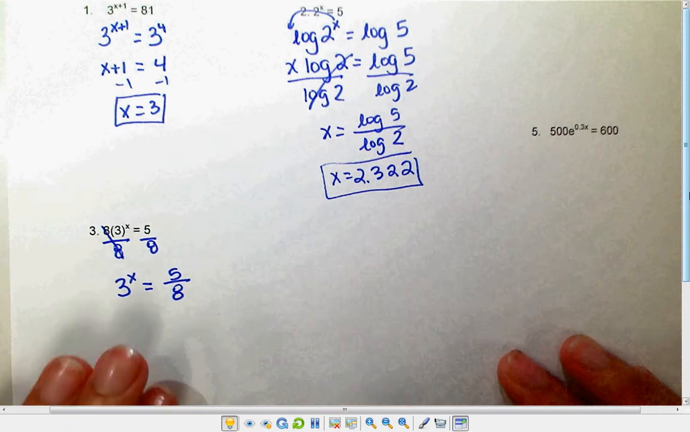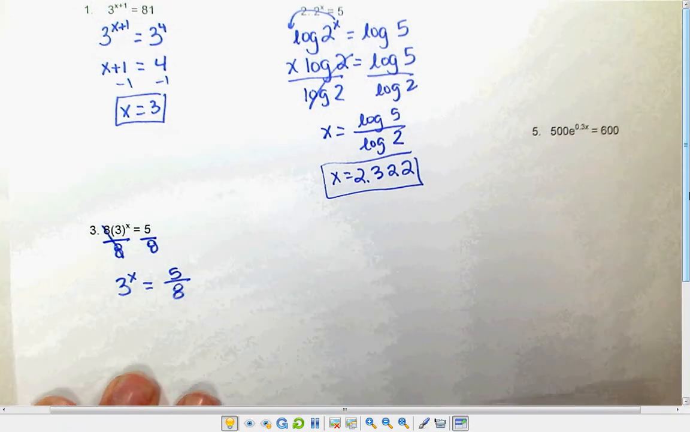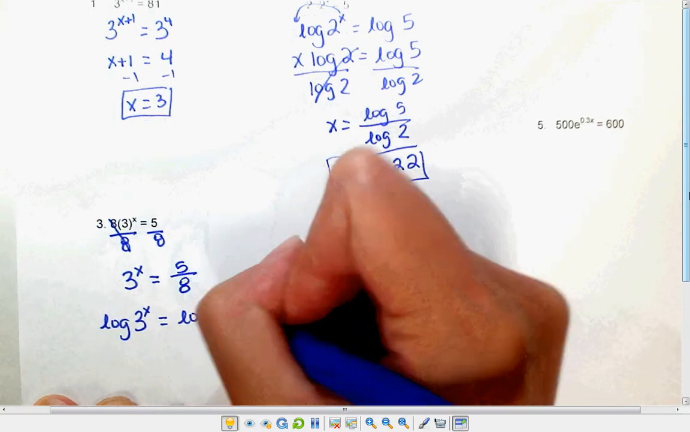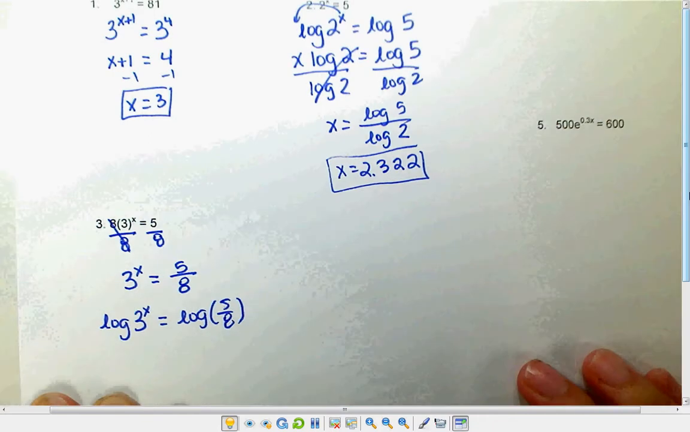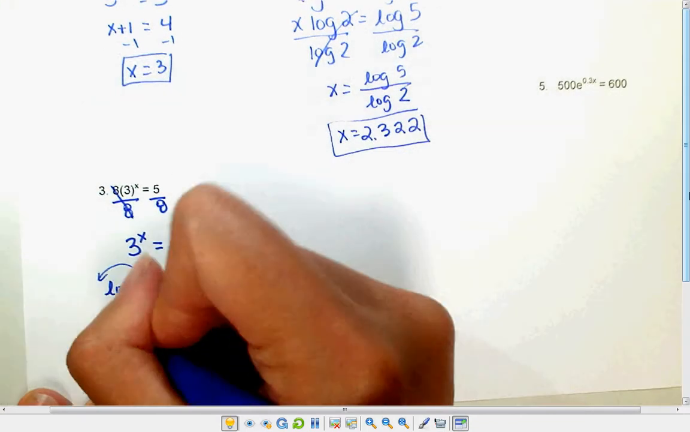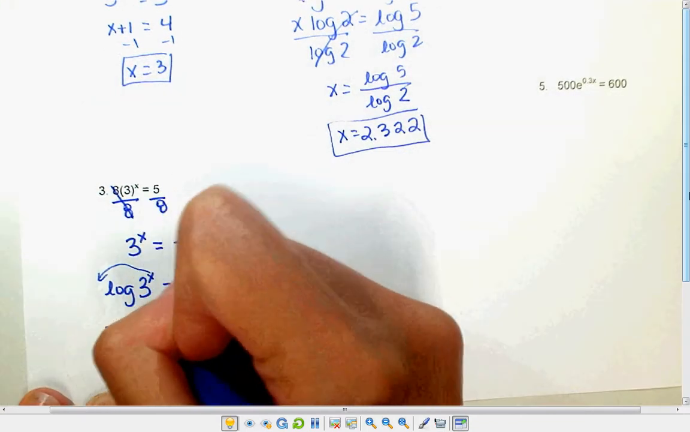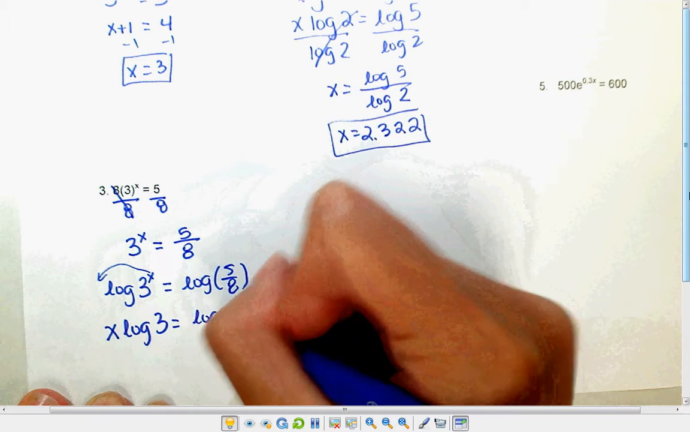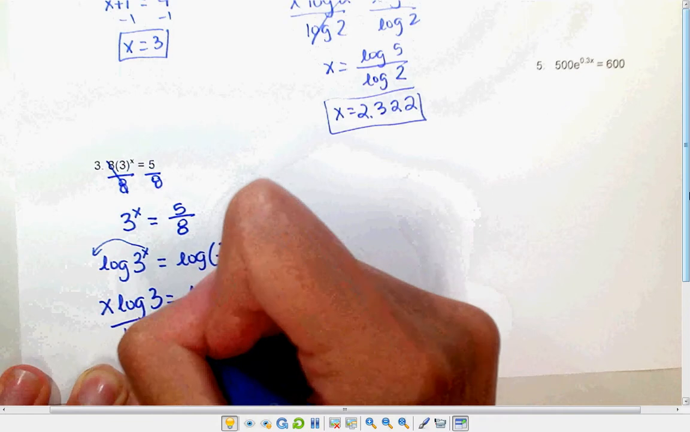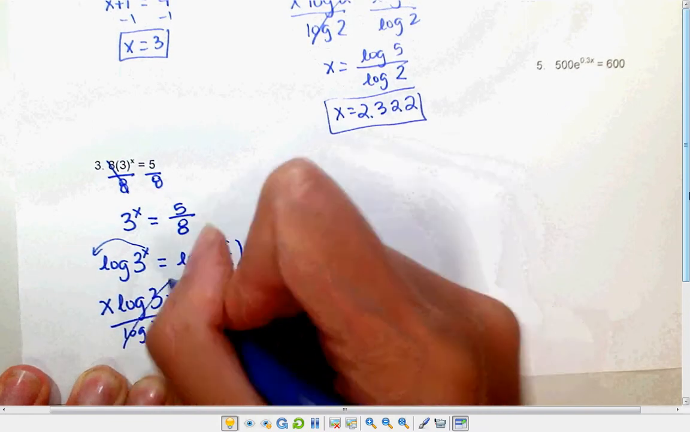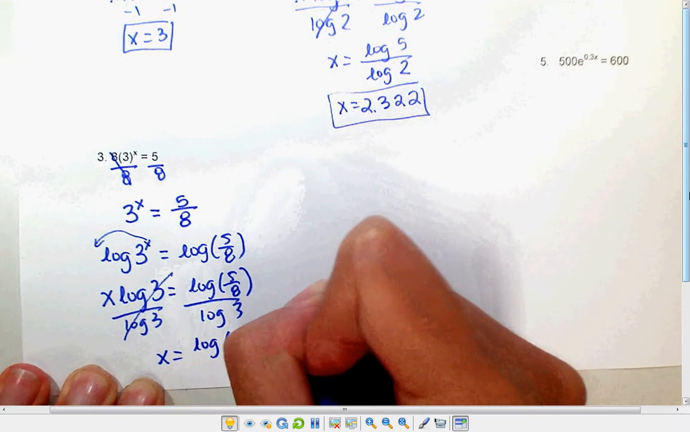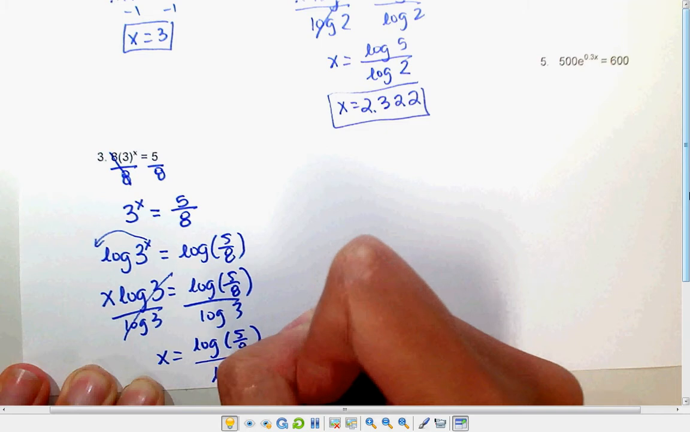And now that I have one term on each side, now I can take the log of both sides. So this is log of 3 to the x equals log of 5 over 8. So just like before, this is my exponent, so I'm going to move it out in front. So this becomes x log of 3 equals log of 5/8. And again, to get x by itself, I'm going to divide by log of 3. And so x is equal to log of 5/8 divided by log of 3.